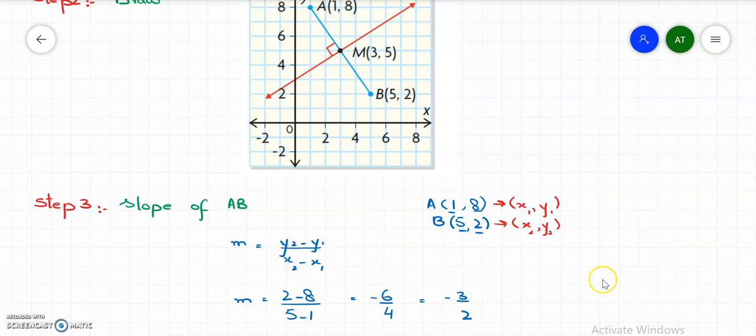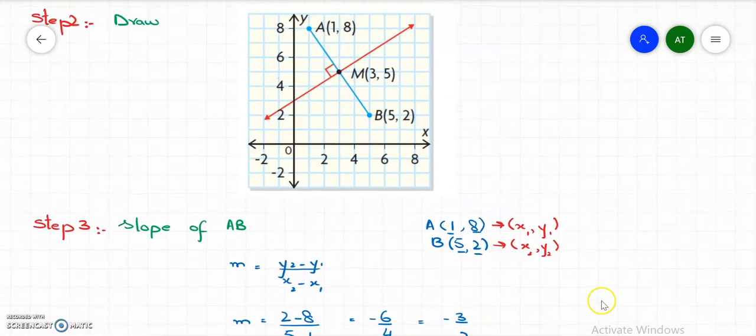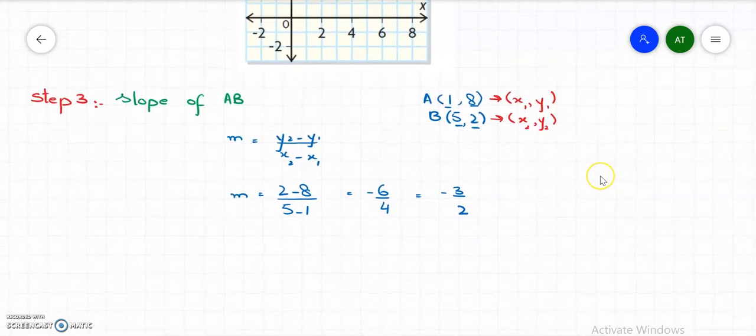Okay. Now that is the slope of line AB, the blue one. We have to find the slope of the perpendicular bisector. So keep in mind, when slopes are parallel, they are the same, but when the slopes are perpendicular, they are negative reciprocals. So what is the negative of negative 3 by 2? That would be a positive 3 by 2, and the reciprocal of 3 by 2 would be 2 by 3. So the negative reciprocal is the perpendicular slope.